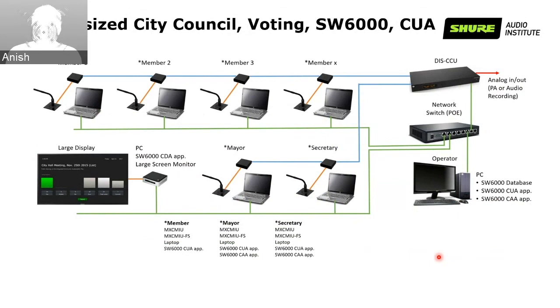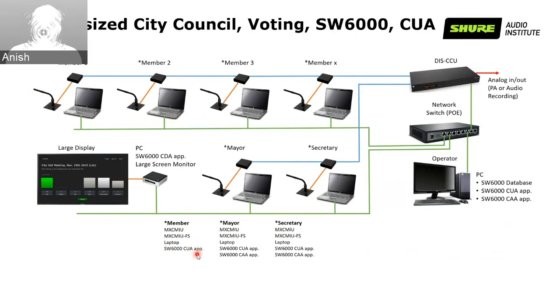So what you need to do is have the CUA interface that gives you the functionality of the discussion unit on the laptop itself. So all the members will have the CUA functionality installed, and the member units will be a simple discussion unit like the MXC MIU FS and the MXC MIU interface unit. So it will be very straightforward and low form factor.